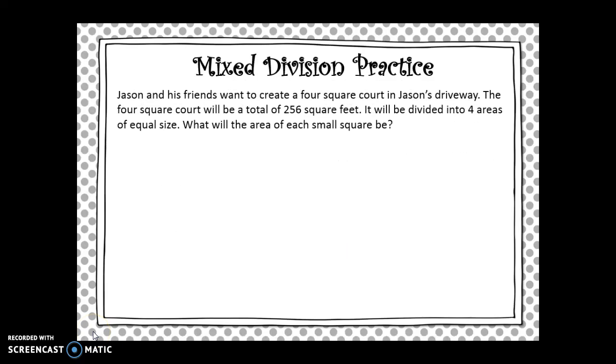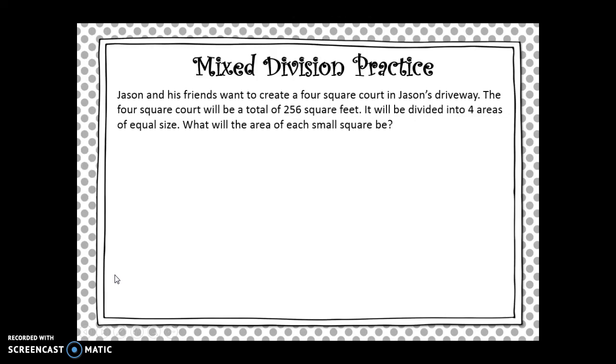Let's try one more. Jason and his friends want to create a 4-square court in Jason's driveway. The 4-square court will be a total of 256 square feet. It will be divided into 4 areas of equal size. What would be the area of each small square?